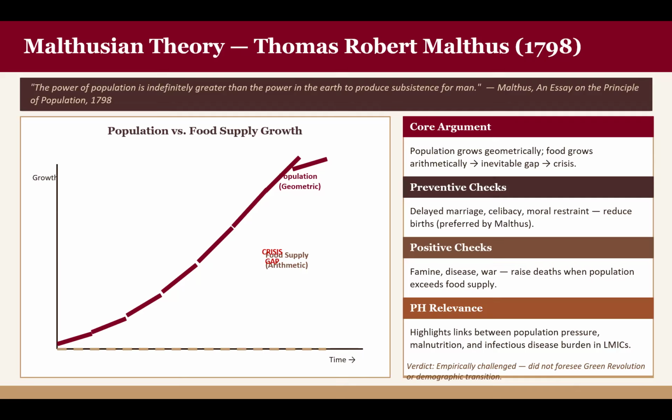Preventive checks are delayed marriages, celibacy, moral restraint, and reduced births, through which these things can be prevented. Positive checks are famine, disease, and war, which raise deaths when population exceeds food supply. The public health relevance highlights the link between population pyramid, malnutrition, and infectious disease burden in lower middle income countries.